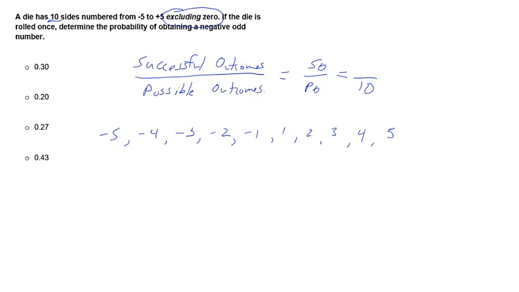Now what we're looking for is a negative odd number. So right off the bat, we know that none of these positive numbers are it. And then we can take out the even numbers, the -4 and the -2. So that leaves us 1, 2, 3 successful outcomes. So 3/10 is the probability.